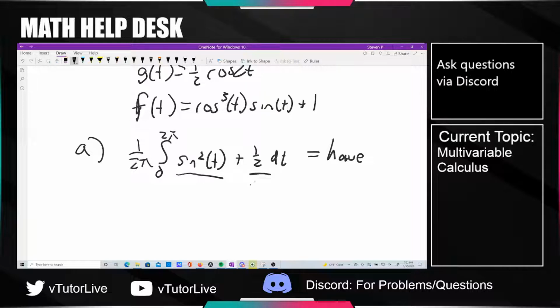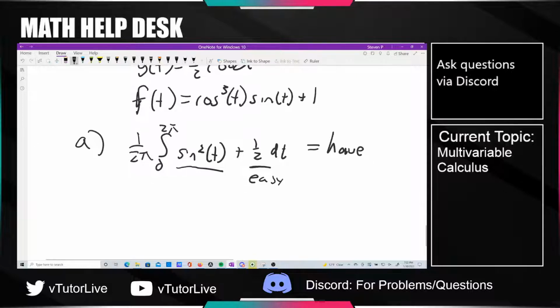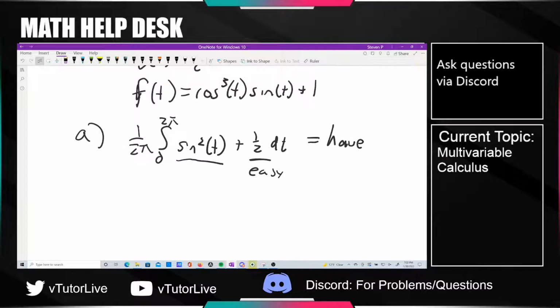The 1/2 is easy, right? You can just integrate the 1/2. But the sine squared takes just a tiny bit of massaging to get into something we know how to do. You wish we could use u substitution. Let's say u is equal to sine, but then du is equal to cosine of t dt. And unfortunately, I don't really see a cosine here, so this doesn't quite work.